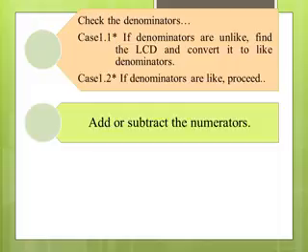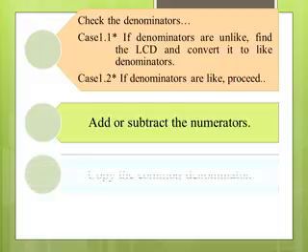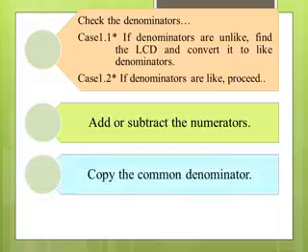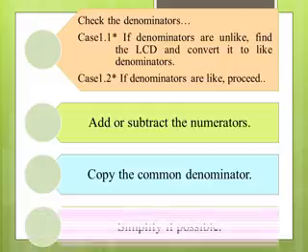It is simply doing the given operation. Then, rule number 3 is we copy the common denominator. And lastly, if possible, we do simplification.